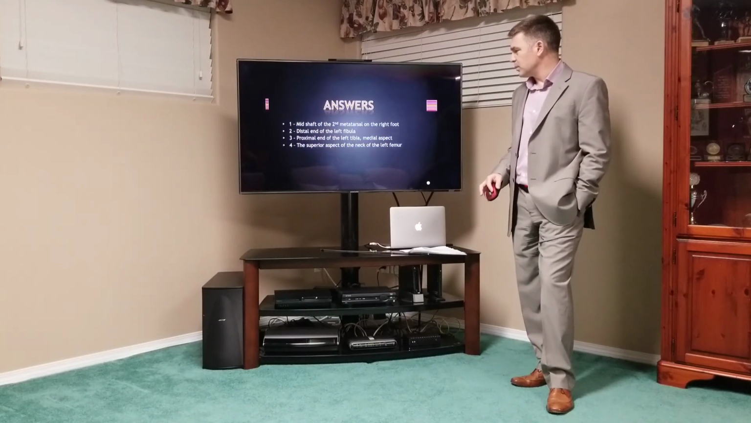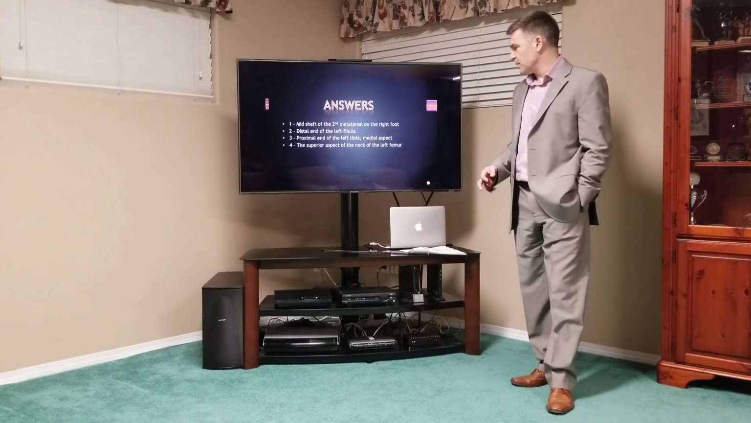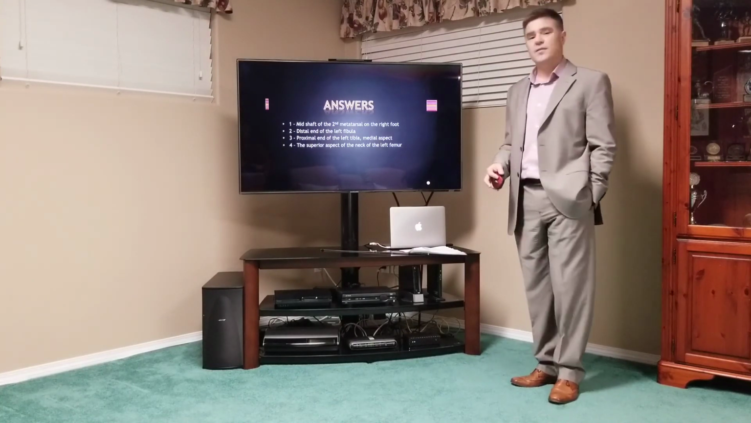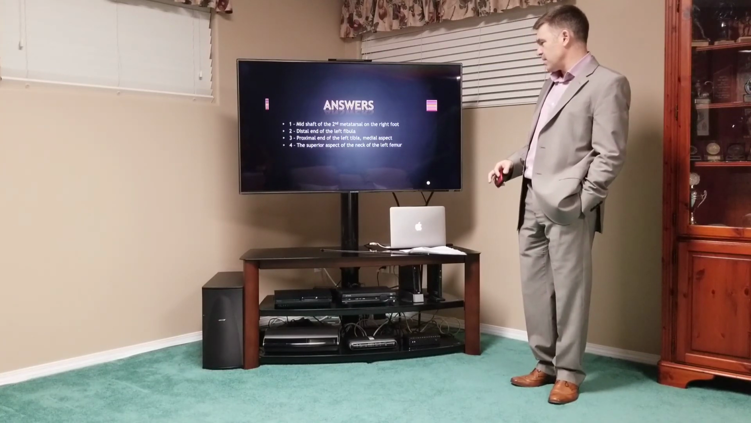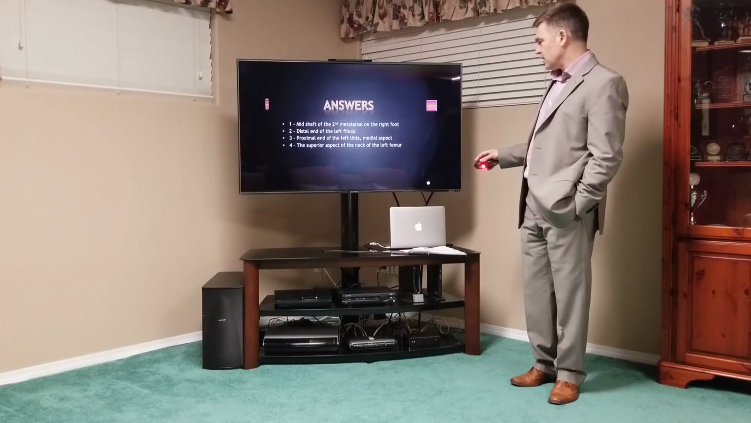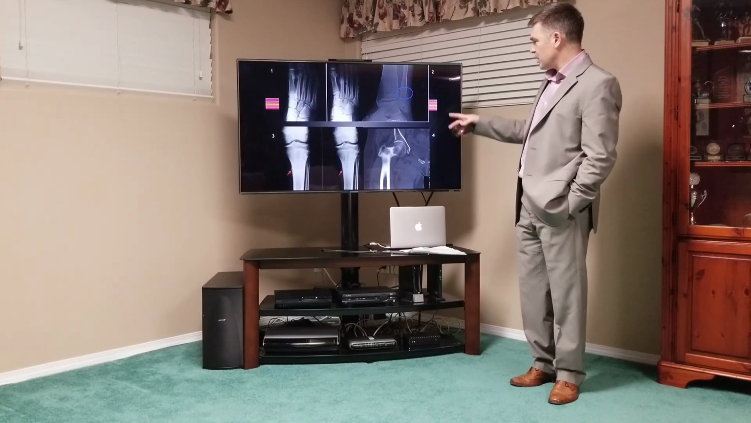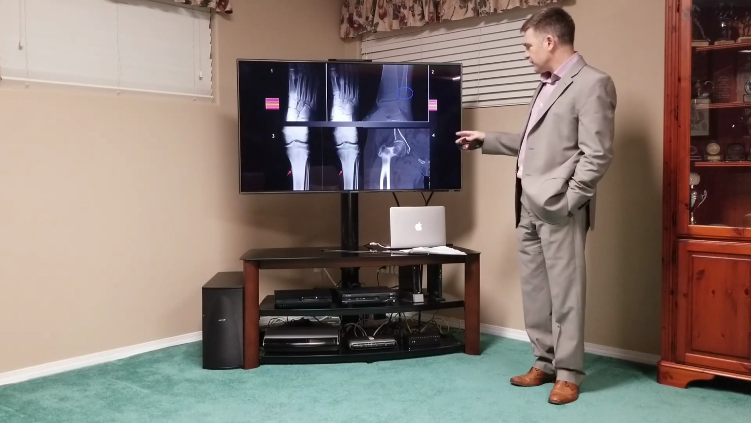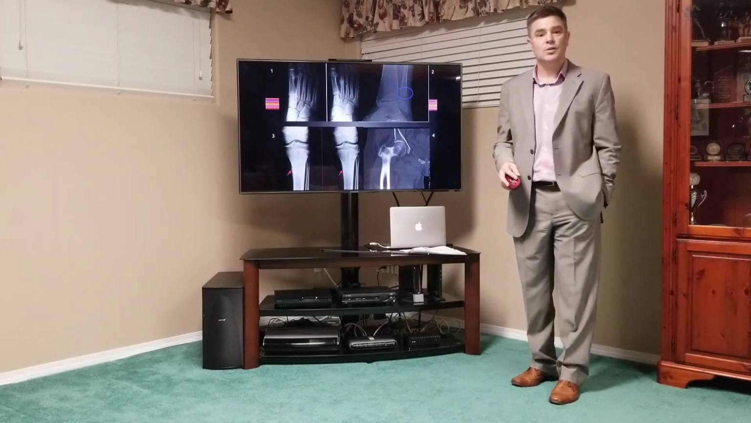So number 1 was the mid shaft of the second metatarsal on the right foot. Number 2 was the distal end of the left fibula. Number 3, the proximal end of the left tibia, medial aspect. And number 4, the superior aspect of the neck of the left femur. Now these are the pictures here, number 1, 2, 3 and 4. So 2 points for each one, a total of 8. And that concludes the presentation.